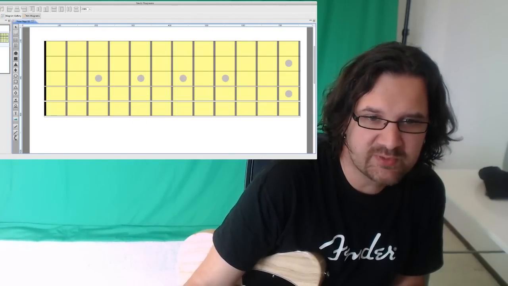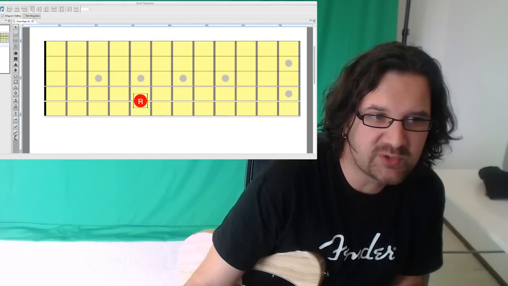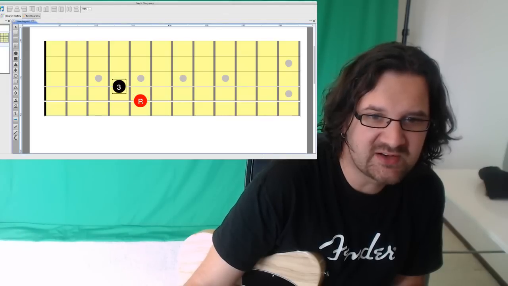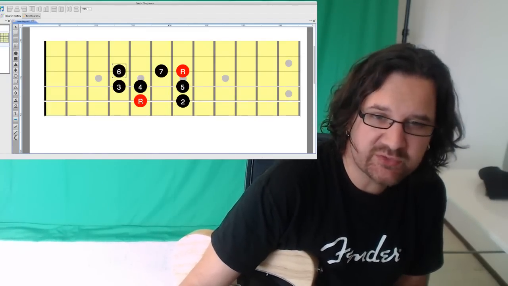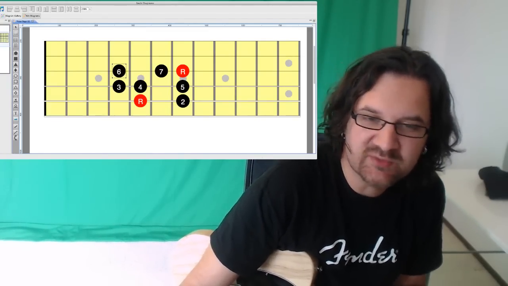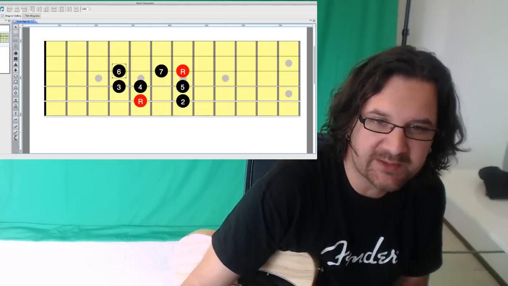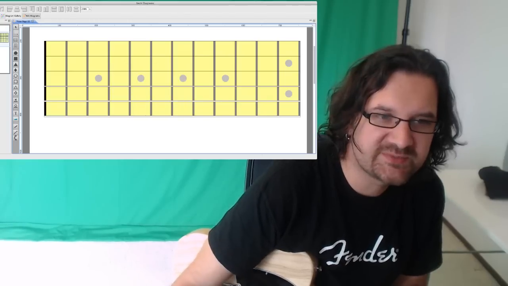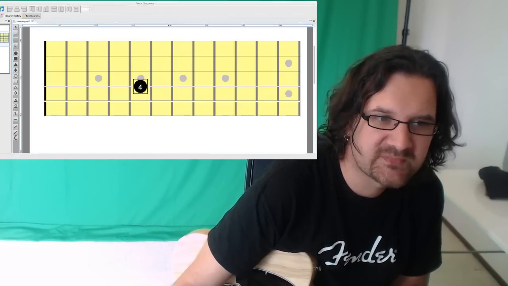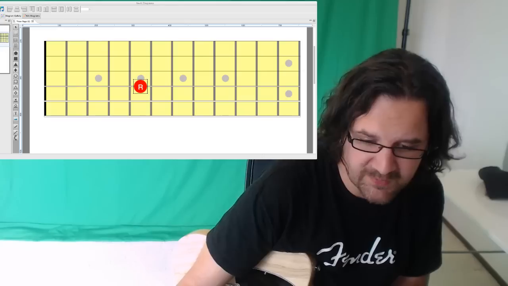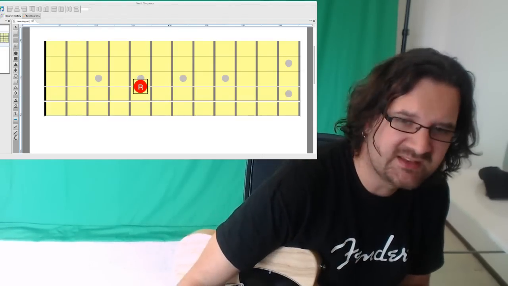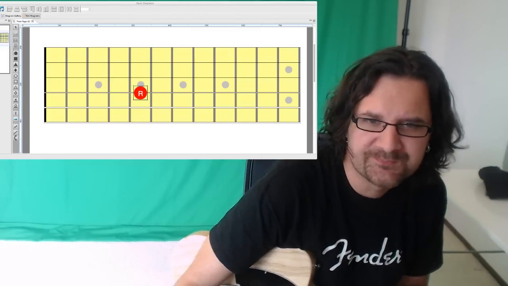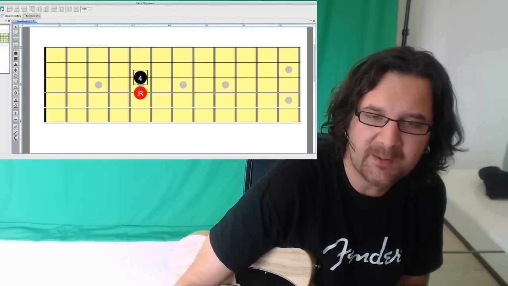Now if we had a root on the 5th string, that shape is going to cover, again, 3 strings, and it's the same exact shape. So if our root is on the 5th string, it's going to cover strings 5, 4, and 3. Now, if our root is found on the 4th string, in order to find all the intervals, we're going to cover 3 strings. And in this case, it's going to cover strings 4, 3, and 2.